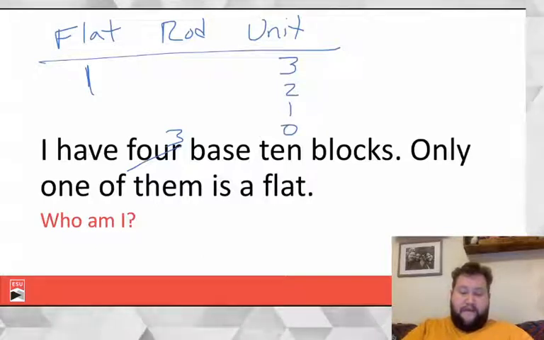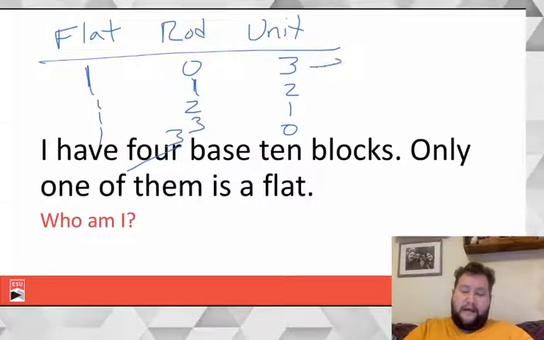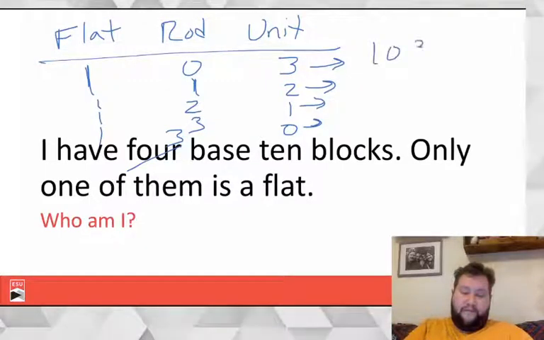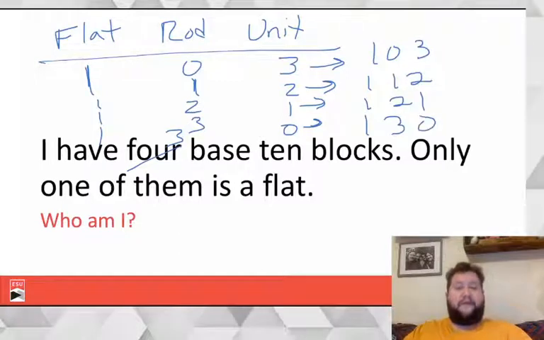And if I have 3 units, I can't have any rods. If I have 2, I could have 1. If I have 1, I could have 2. And if I have 0, I could have 3. But in every case, I have the flat. And so I am either 103, 112, 121, or 130.